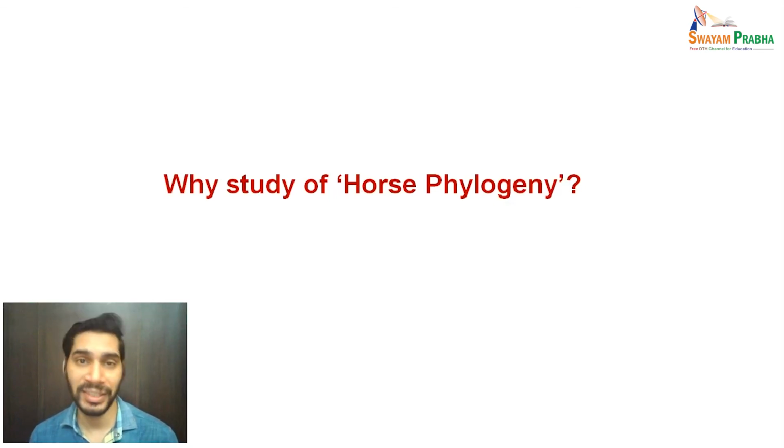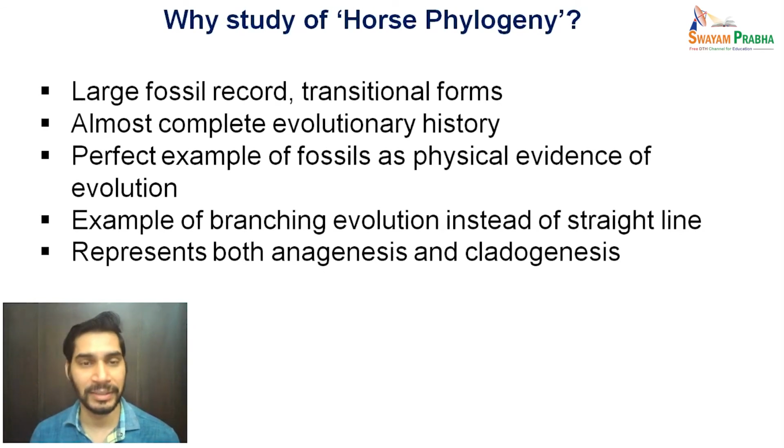There are a number of reasons why we are particularly focusing on horse phylogeny, and why it is a very common feature of all the textbooks on evolution starting from school days. Some of the reasons we can narrate like this. We have a large fossil record of horses, a collection of almost all the horses which have occurred in the past. So it's a huge history of horses, and we have the fossils of almost all of them. Besides this, we have a large record of transitional forms.